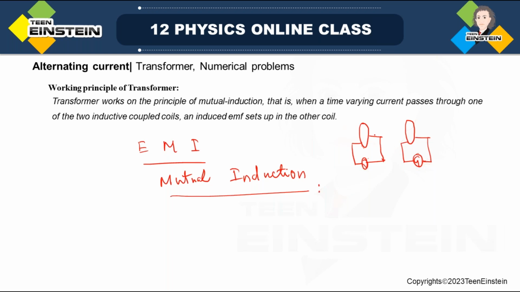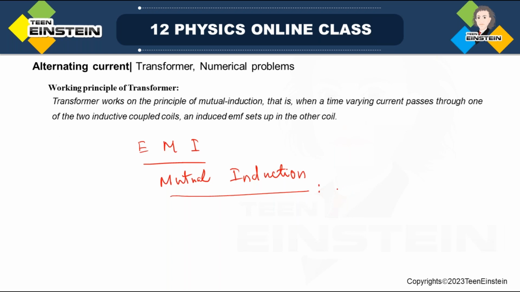That means when current changes in one coil, there will be induced EMF in the other coil. So this is actually mutual induction, or vice versa. If the current changes in this coil, then EMF will be induced in this coil. So if there are two coils side by side, when an alternating current is passed through one coil, then there will be an induced EMF in the other coil. That is actually mutual induction.